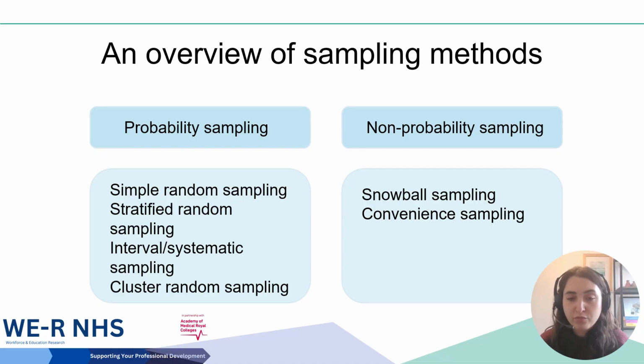Another example of non-probability sampling is convenience sampling. So this is where you simply ask people to take part in your study as you see them. So this could be everyone that comes into your clinic on a certain day. You give them a leaflet which invites them to take part in your project. This is probably the easiest and simplest sampling method, although depending on your research question, it may introduce bias. So it's important to think this through clearly before going ahead with this approach.